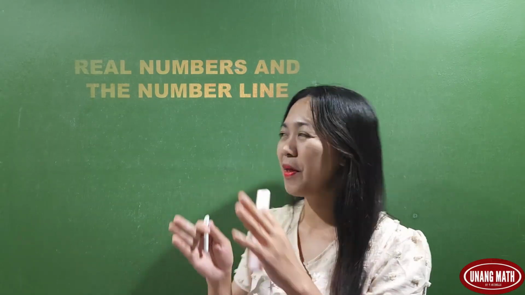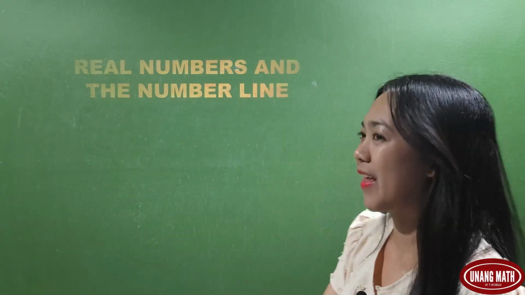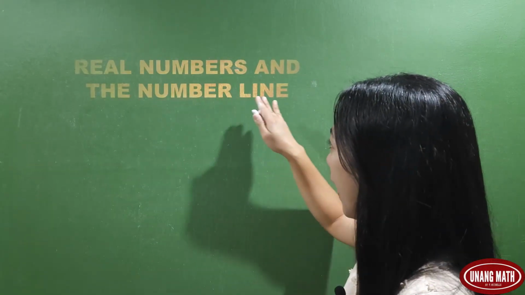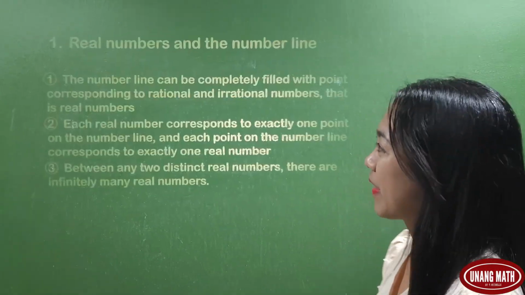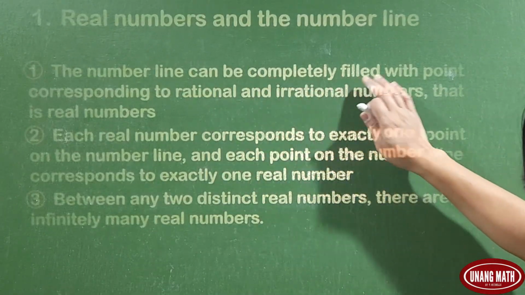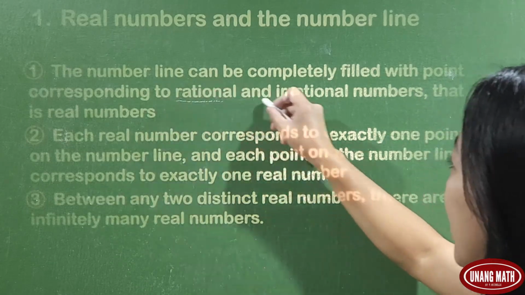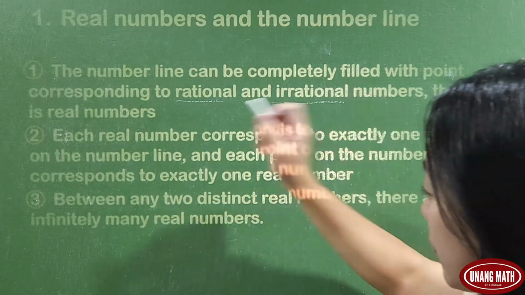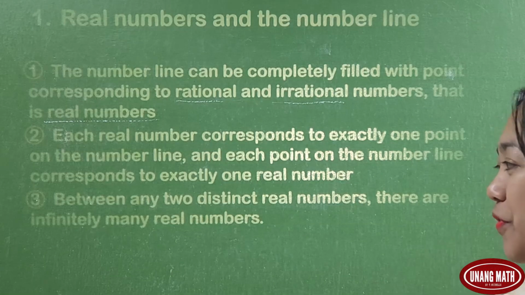In this episode, I will be discussing this lesson, real numbers and the number line. This means that the number line consists of real numbers. The number line can be completely filled with points corresponding to rational and irrational numbers. Rational and irrational numbers are generally called real numbers.